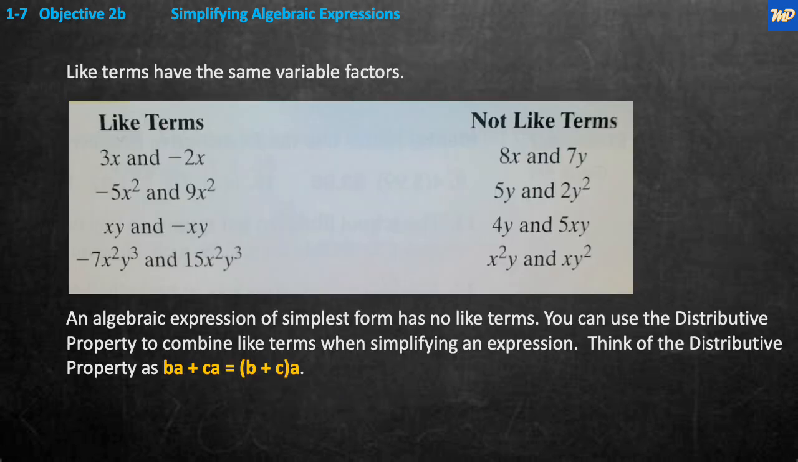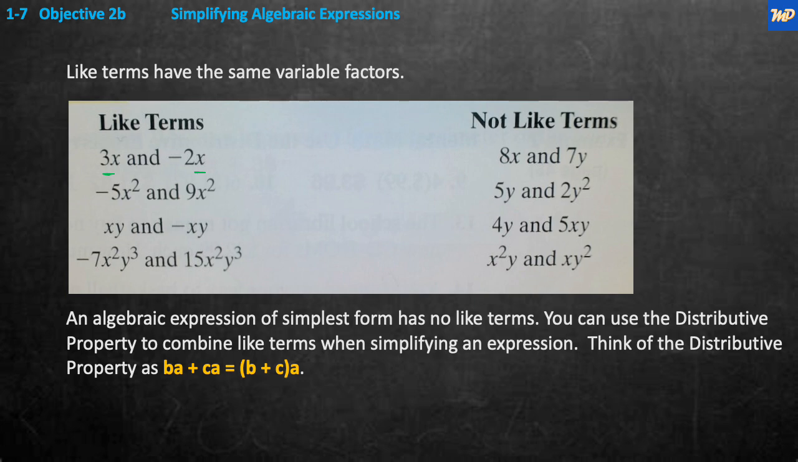So objective 2b, which is the next slide from objective 2a, still we're in simplifying algebraic expressions. Like terms have the same variable factors. I just showed that in the previous slide, but now we're going to go over it more thoroughly. So here, why are they like terms? We can see that 3x and minus 2x are like terms. Why? Because they have the x in both terms. So those two can be added or subtracted. So 3x minus 2x is x, or 1x.